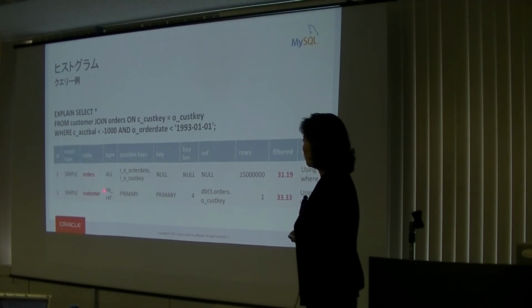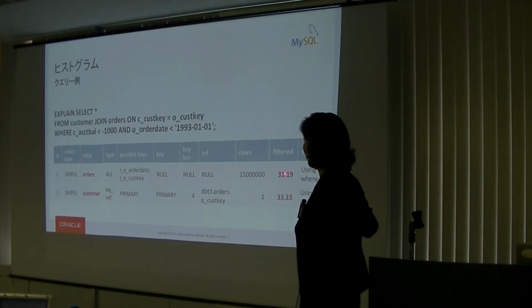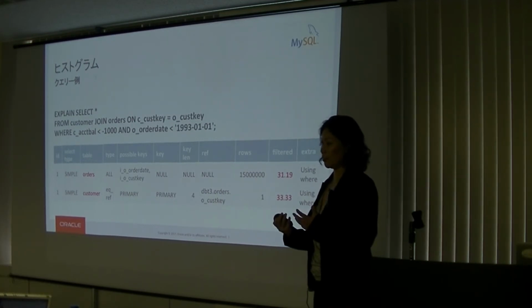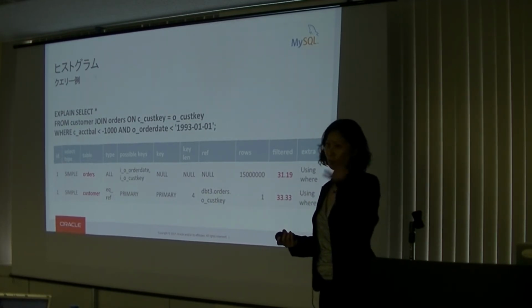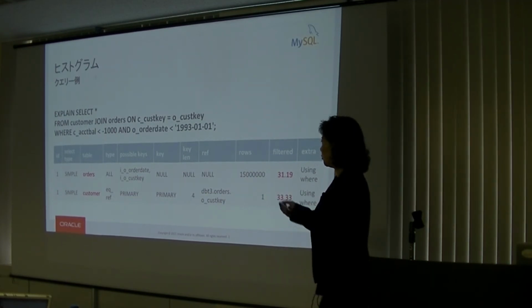So the join will be orders join customers, because orders has a smaller filter rate. The basic strategy of optimization for a join is you join a smaller table with a bigger table. You always start with a small table. So the join order is like this.